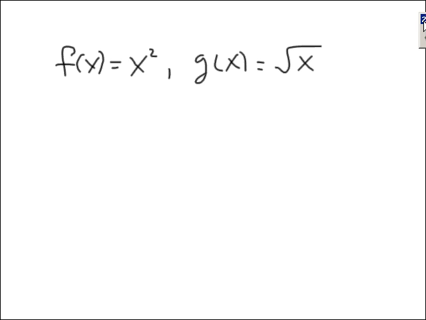So, if I tell you f of x is x squared, how do you undo squaring something? You take the square root of it. Actually, I don't want to get involved in that. Let's make it cubed. You cube something, how do you get it back?